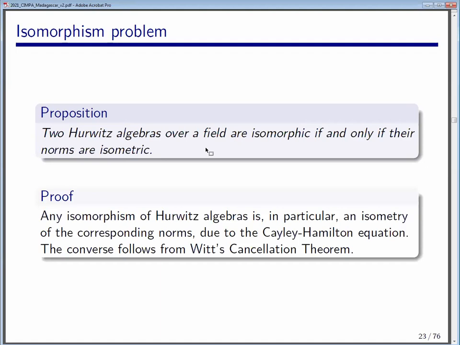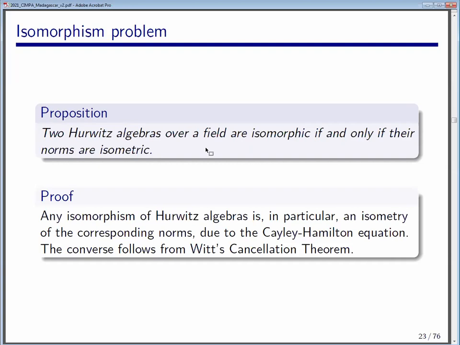Well, to begin with, any isomorphism of Hurwitz algebras is an isometry of the corresponding norms. And this is because we have the Cayley-Hamilton equation, this equation of degree 2.